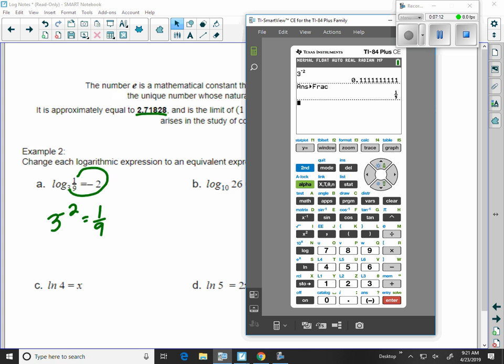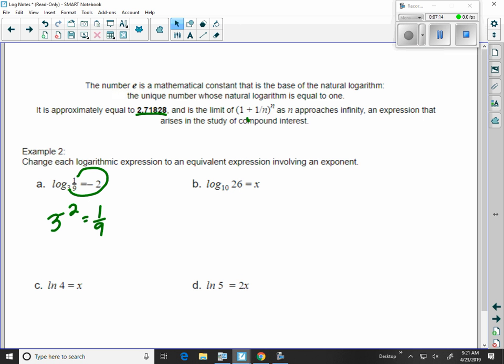So once you rewrite it, you can put it in your calculator and make sure that it's true. Some of them you won't be able to, but most of them you will. For example, B would be kind of tough to check, but as long as you have the process, you're fine. Start at your base, around the equal sign, and back. So 10 to the x equals 26.